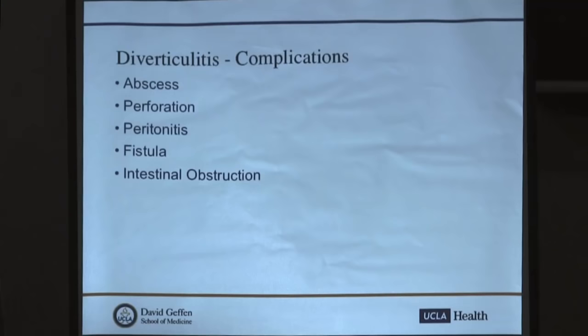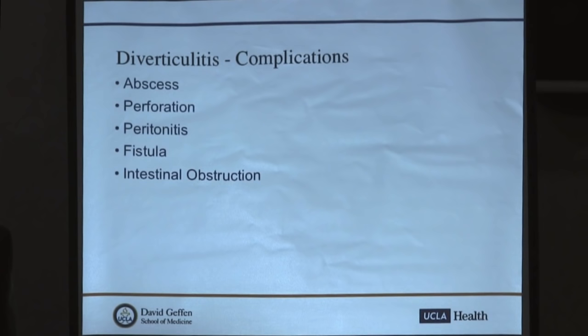So there are several complications of diverticulitis, some of which include abscess and perforation. An abscess is basically a pus collection within the abdomen. Sometimes a pocket could burst, which is called a perforation.